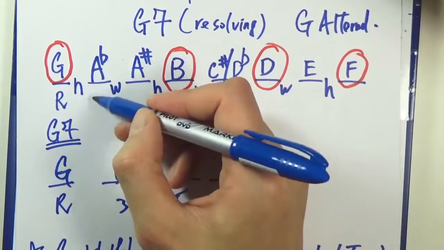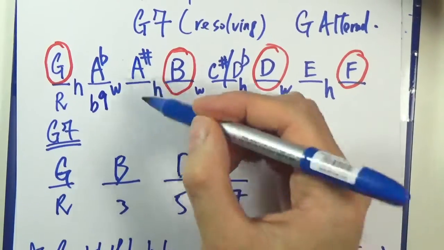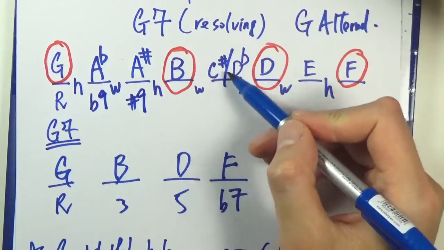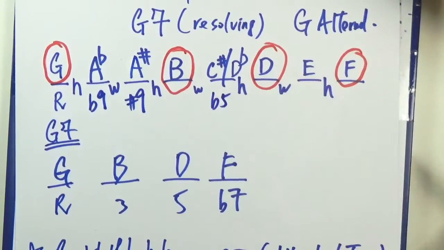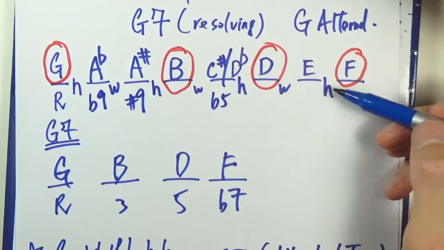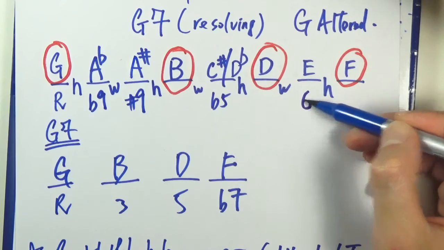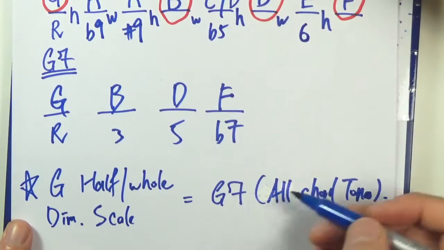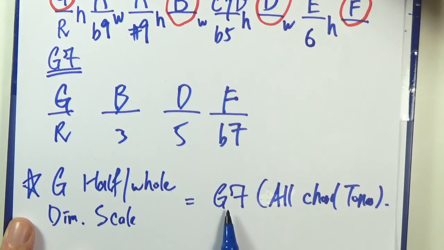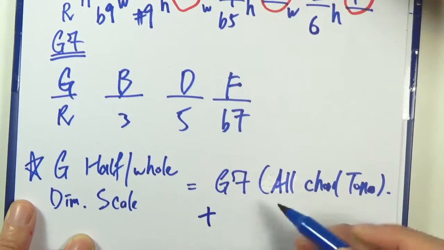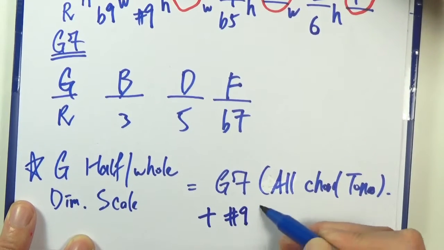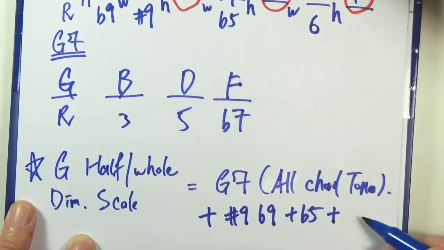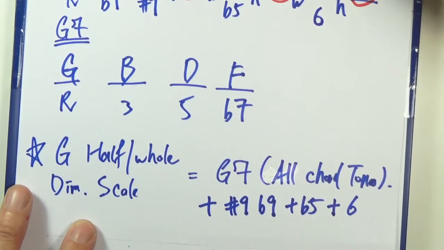All right. So A flat is just a flat 9. A sharp, it's sharp 9. So D flat or C sharp, it's a flat 5, right? And then E, that's a major 6 or 13 if you want. So it's basically the chord tones of G dominant 7 chord plus sharp 9, flat 9, plus flat 5, plus major 6 or 13, major 13.